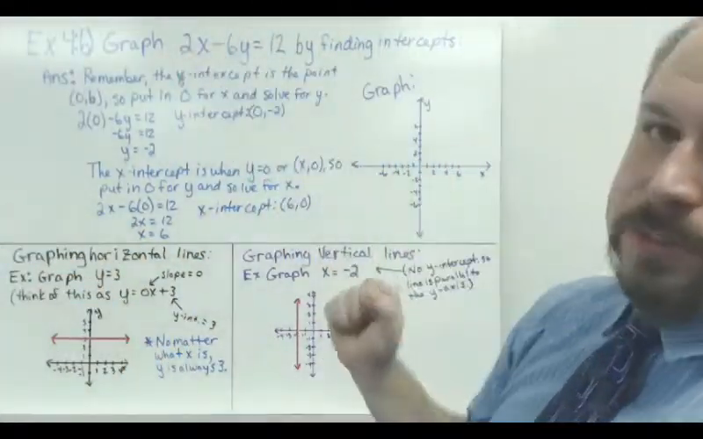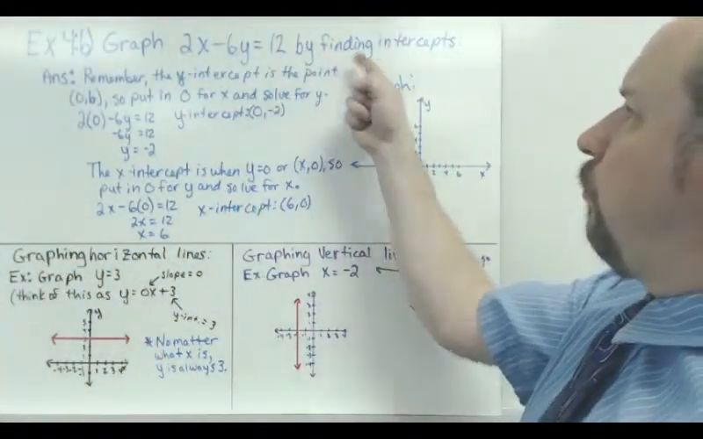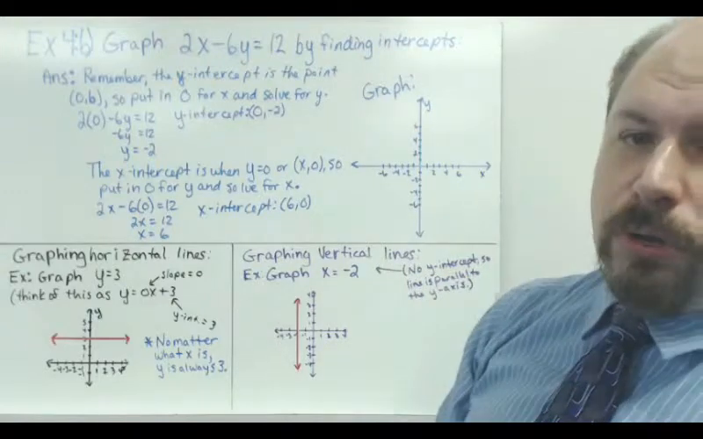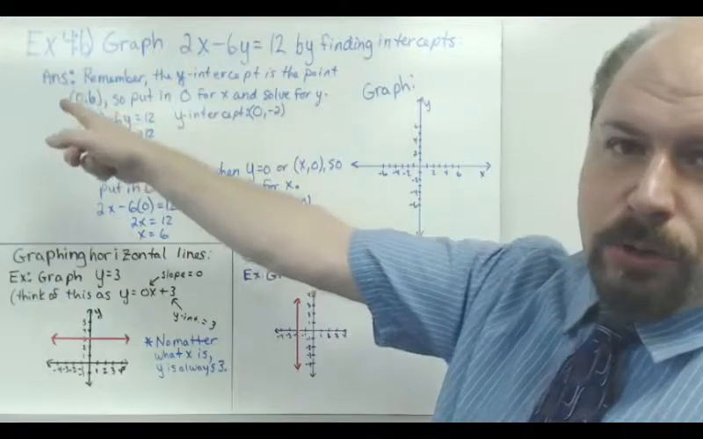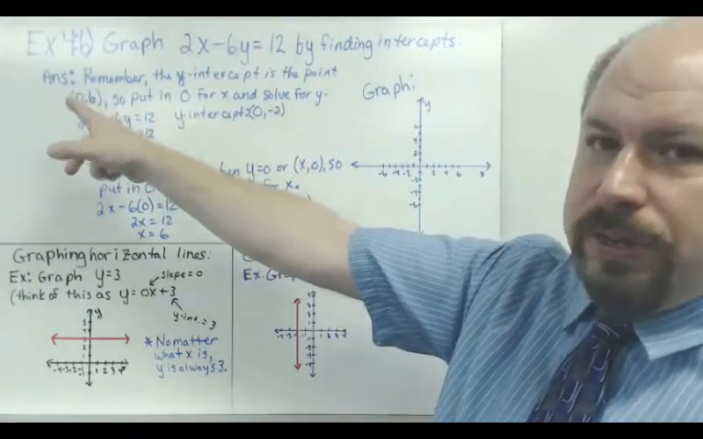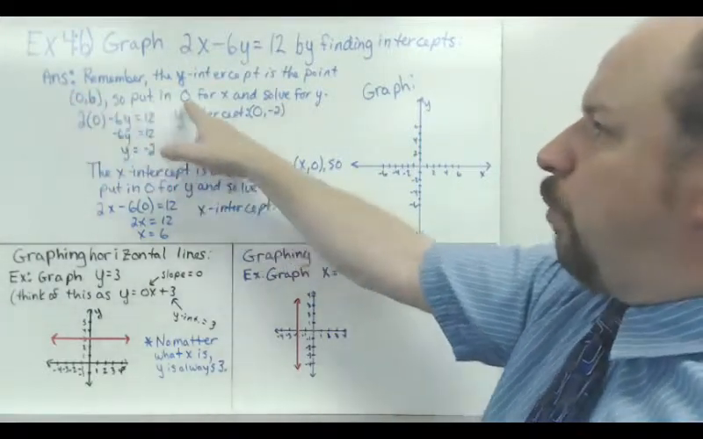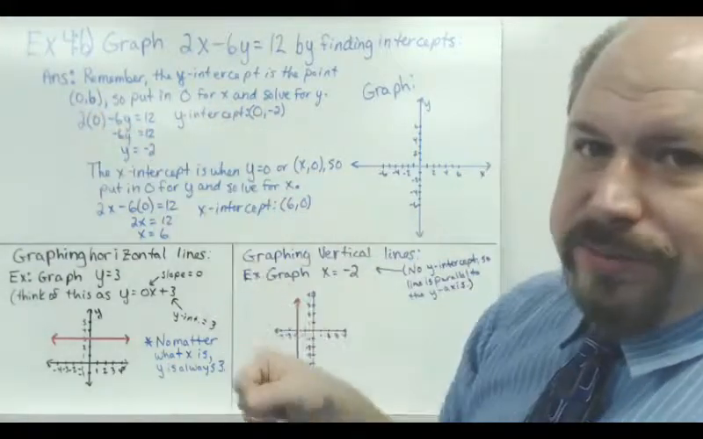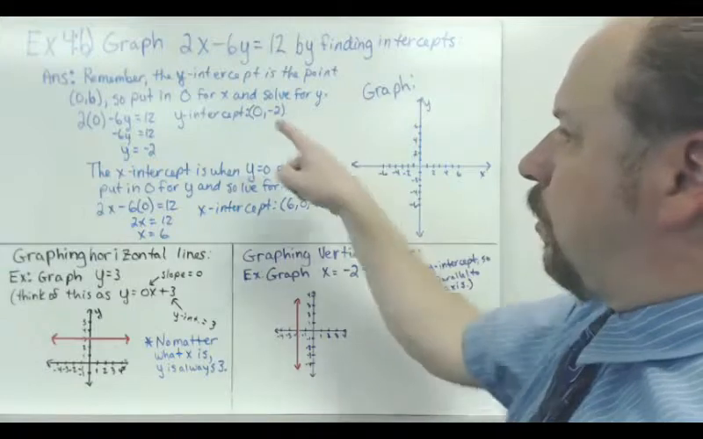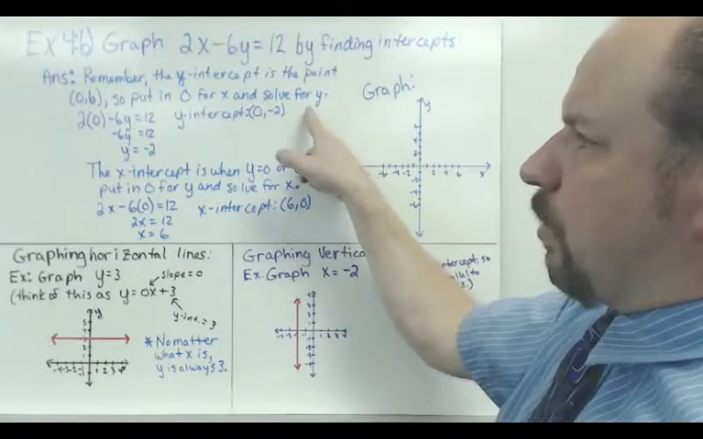So graph 2x minus 6y equals 12 by finding intercepts. So for our answer, remember the y-intercept is the point (0, b). So we can find that intercept by putting in 0 for the x value because, well, that's what the x value is at the y-intercept. And when we do that, we can solve for y.